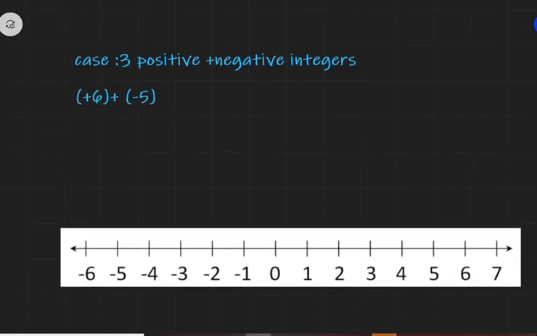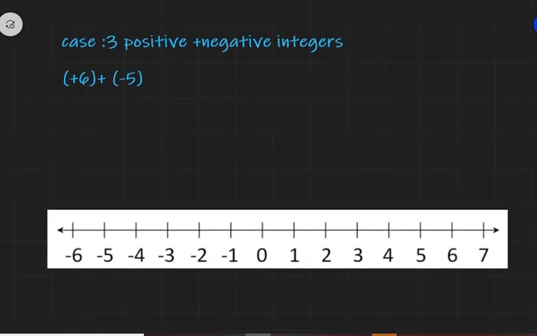Case 3: when we have to add a positive integer to a negative integer. Let us take this example. Firstly, again, we are always at 0. We start from 0 on the number line. Plus 6: plus suggests that we are on the right side of the number line. So, we will directly put an arrow at the place where 6 is. We have to add, that means we have to go right, but we have to add minus 5.